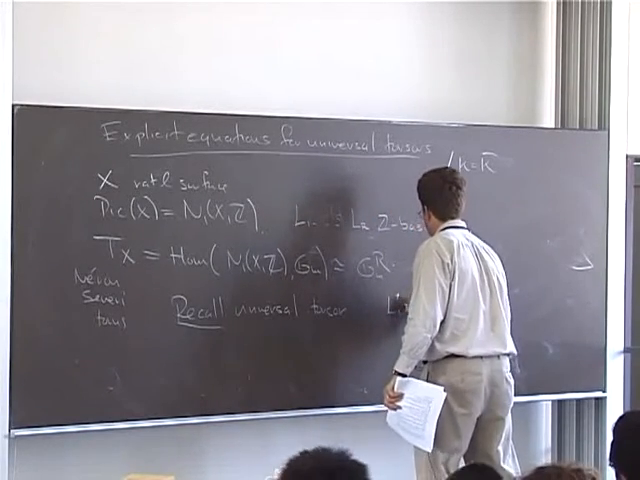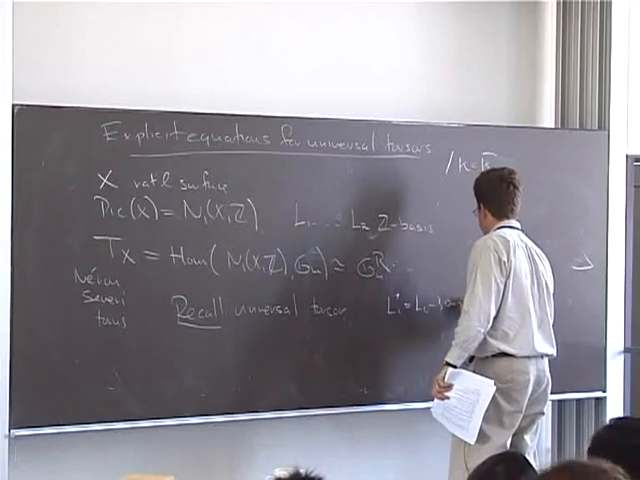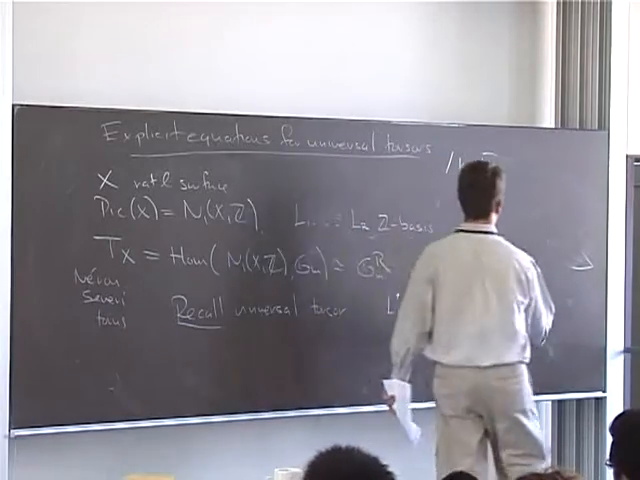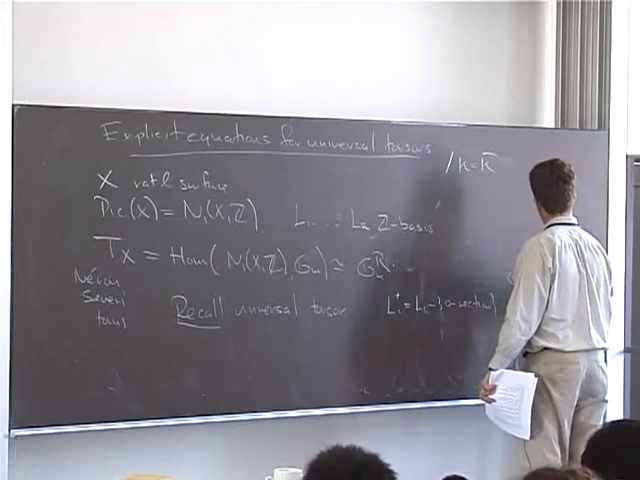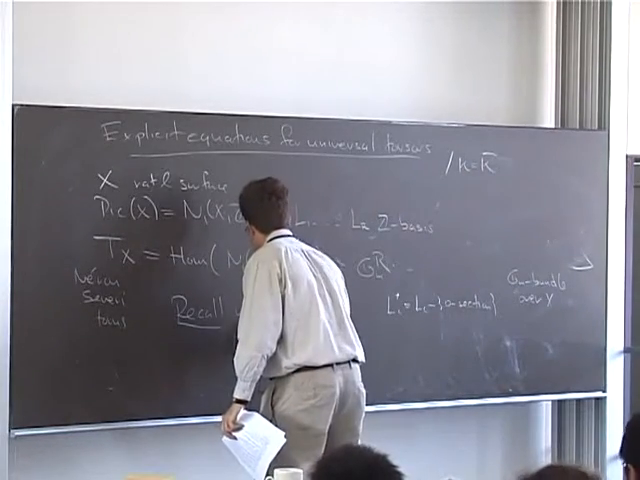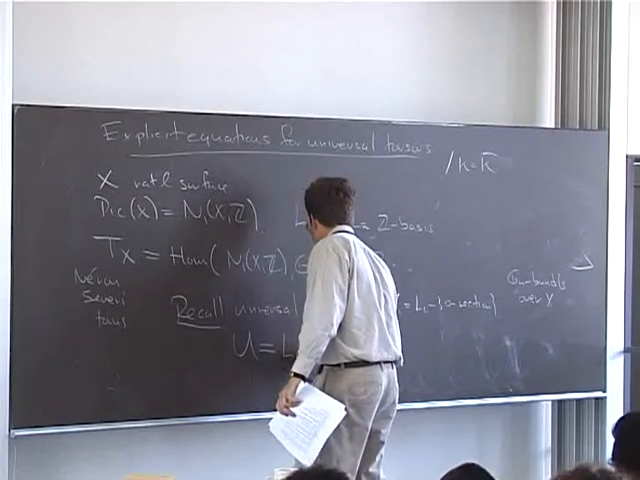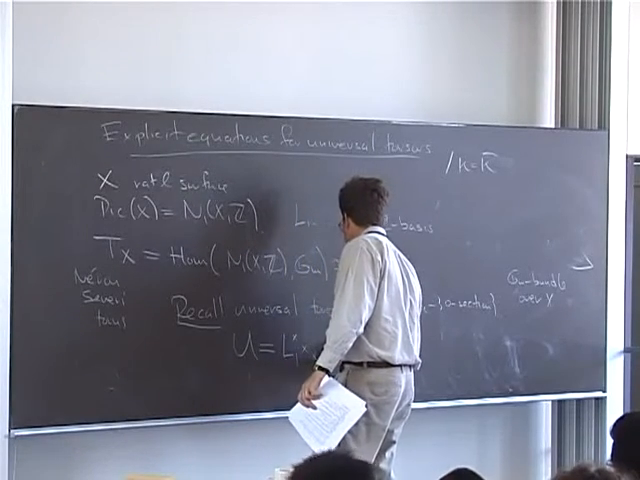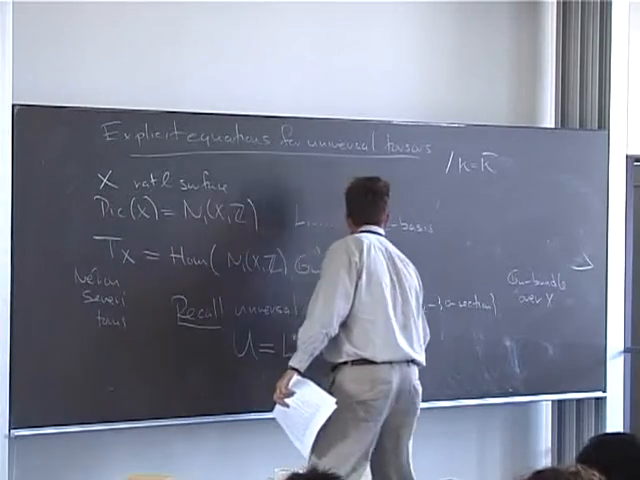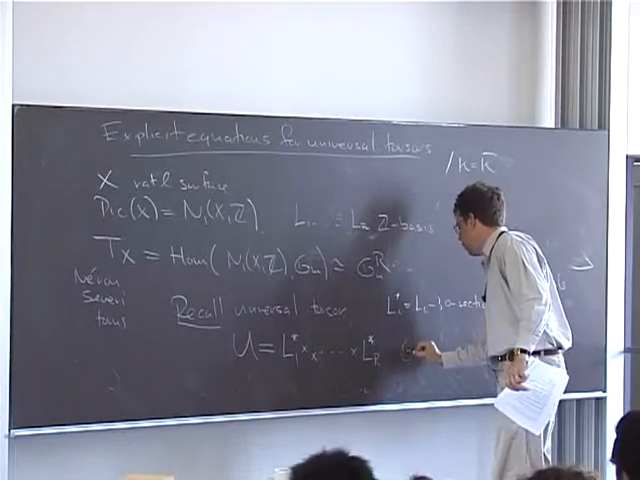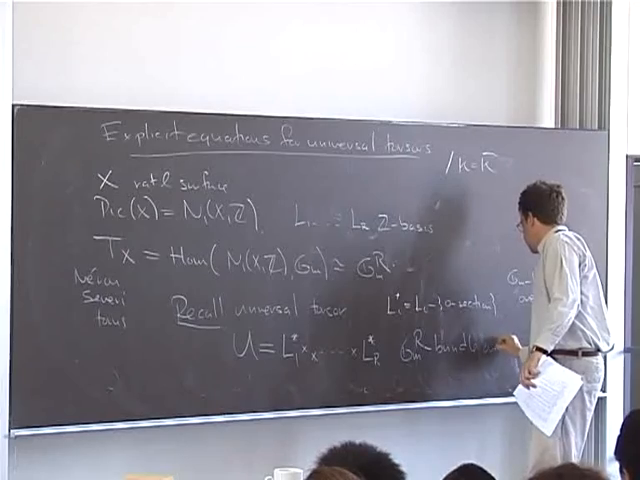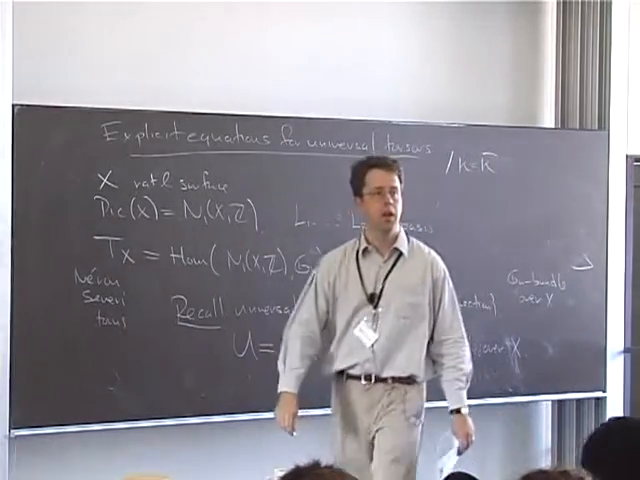If I let Li star be Li minus the zero section, so this is a Gm bundle, a Gm principal bundle over X. The universal torsor is just defined as the product over X of all of these bundles. So this is a Gm^r bundle over X.